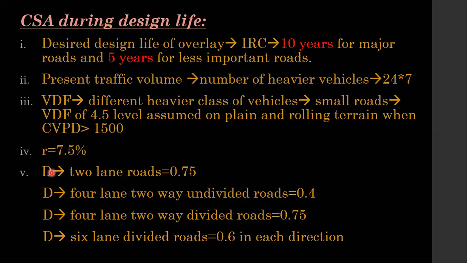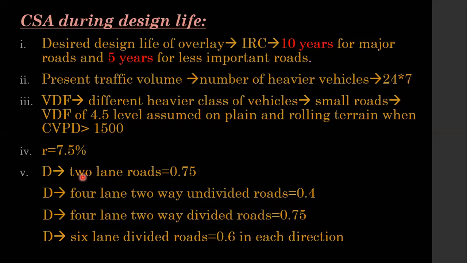Next, D, that is in the IRC 37 2001 code book. I showed some point that is in 2.3.6. This chart is given. That is the D value, you have to take 0.75 for 2-lane roads. Similarly, the D value will be 0.4 for 4-lane two-way undivided roads. If it is undivided road, it is 0.4, and if it is 4-lane two-way divided, you can see the difference. For divided roads, you have to take 0.75.